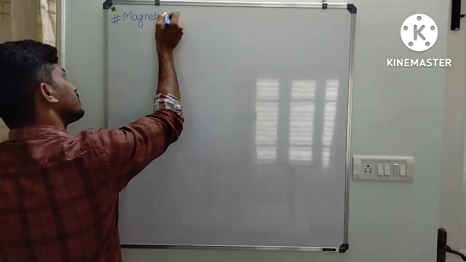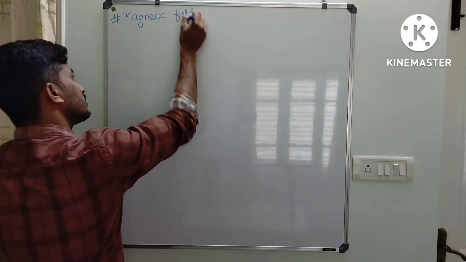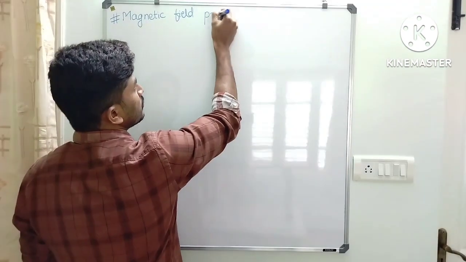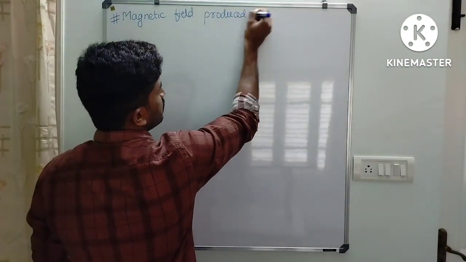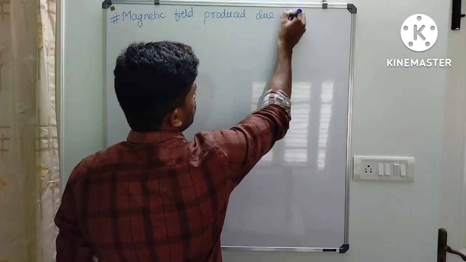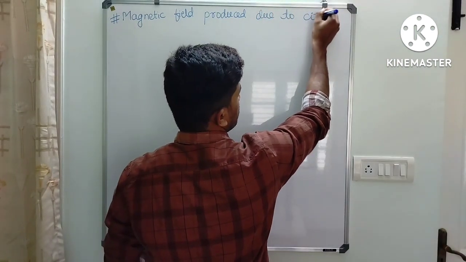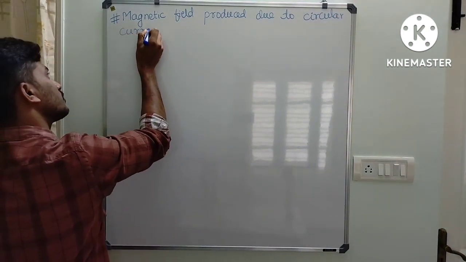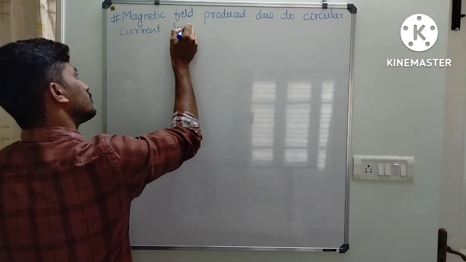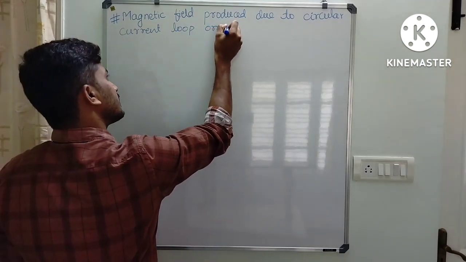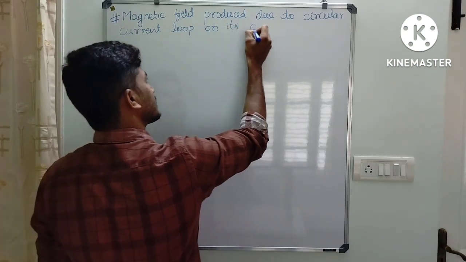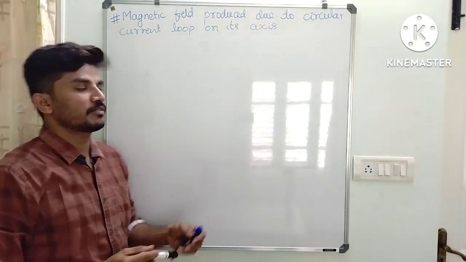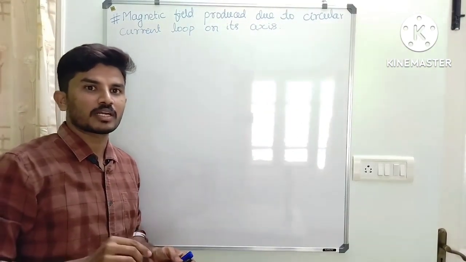magnetic field produced due to circular current loop on its axis. Very important derivation. So let me consider a circular current loop.